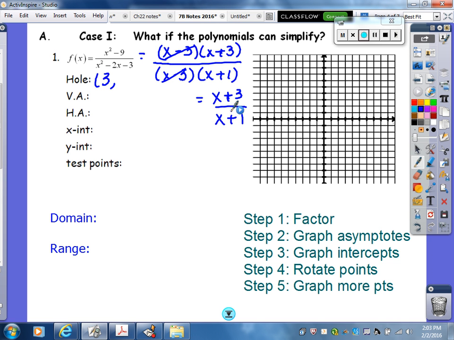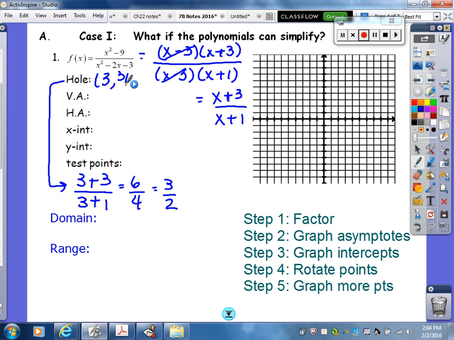So we're going to find the y value of our hole. We're going to plug 3 in for our x and get 6 over 4, which is 3/2. So at the point (3, 3/2), there's a hole in our graph. Please write some notes here or draw your arrows or something. Like I said, a lot of people can't remember how to find the y value of that hole.